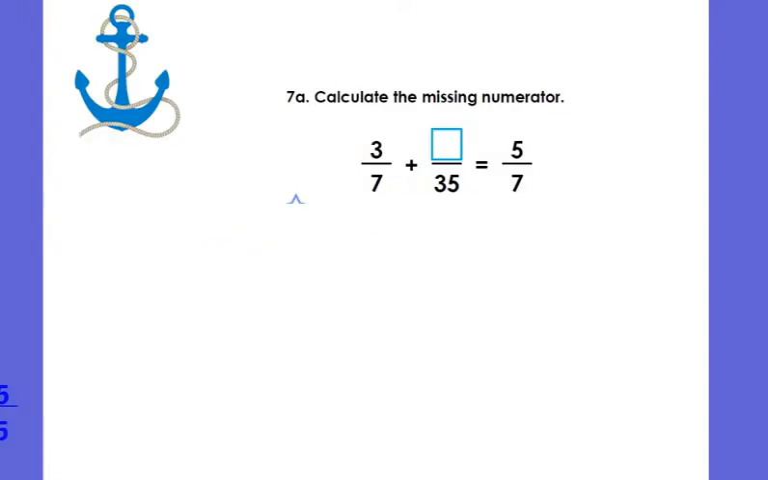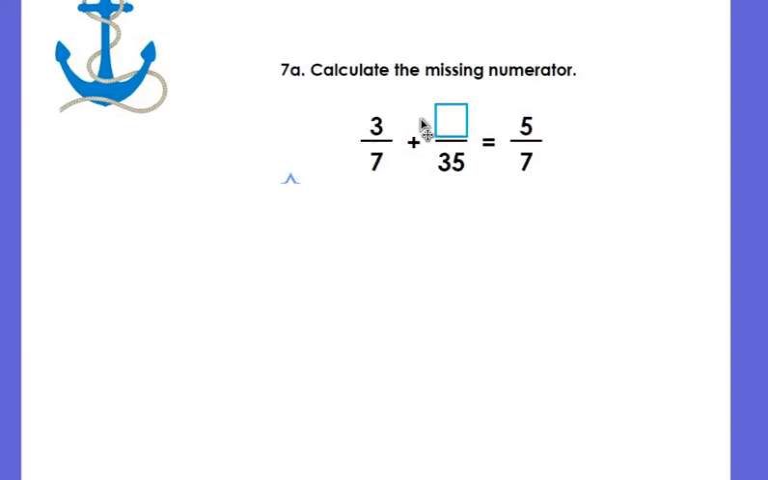So our first anchor question, calculate the missing numerator. The way we need to do this, we need to use our knowledge that we looked at yesterday, and we need to know that we need to make the denominators all the same. So let's have a look.